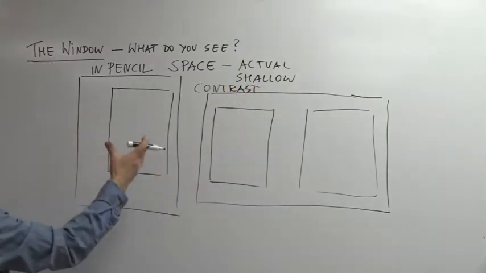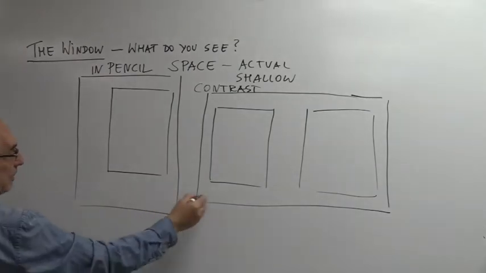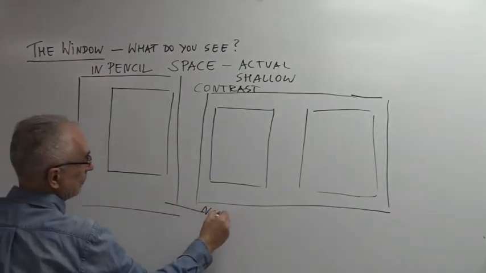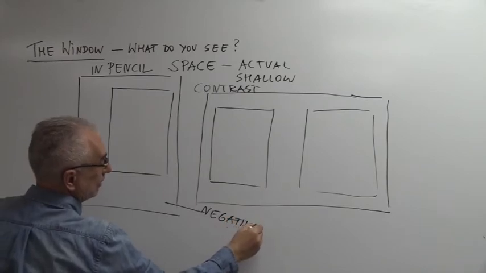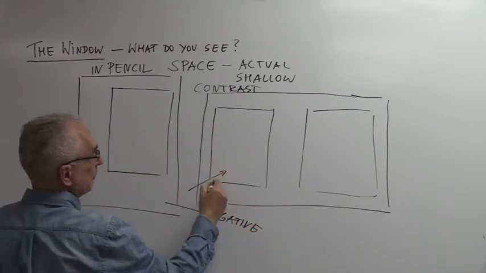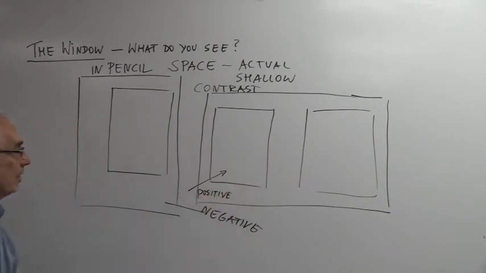Of course there is a contrast between our negative space, right here, what's around the window, and then the positive space, what's inside the window. So that's the general sketch I would like to see in your sketchbook.